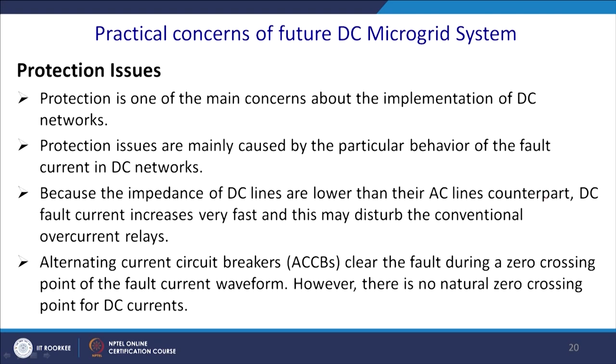DC fault current increases very fast, and this may disrupt the conventional overcurrent relays. So, it has to act very fast, because since there is an inductance in the line, current will take time to grow, but in absence of the inductance, current will go in a step fashion.